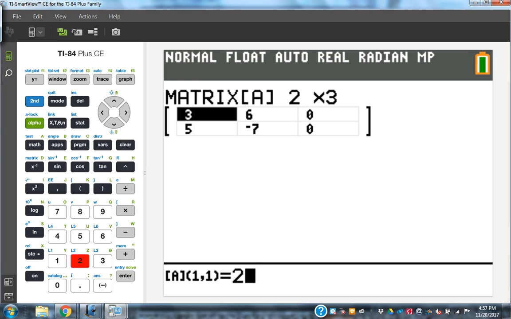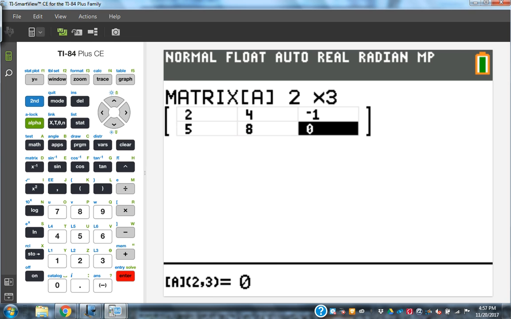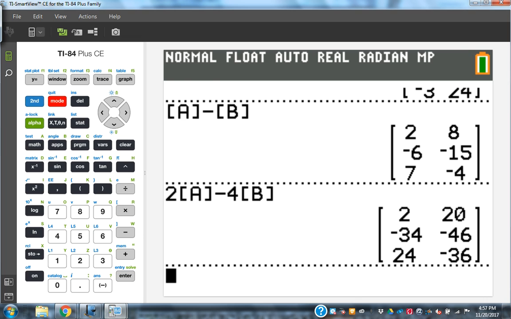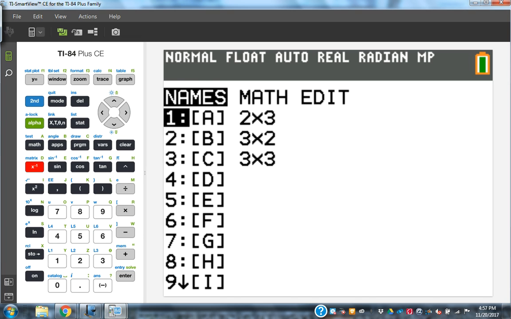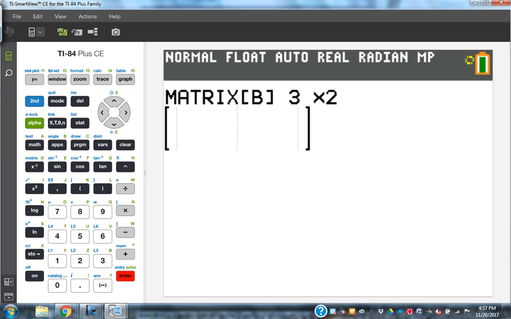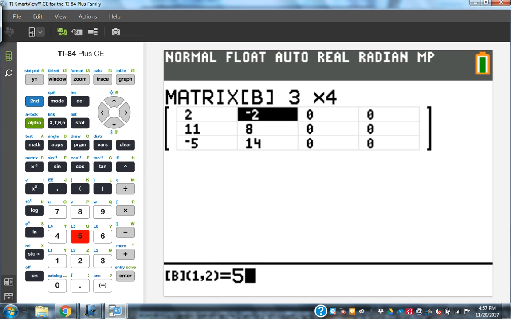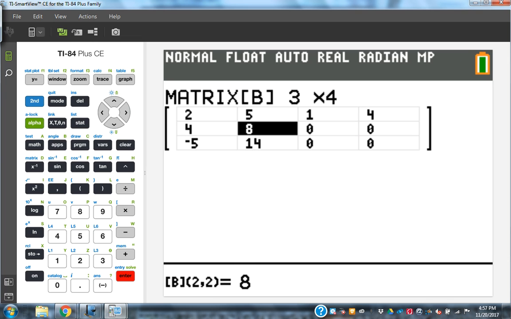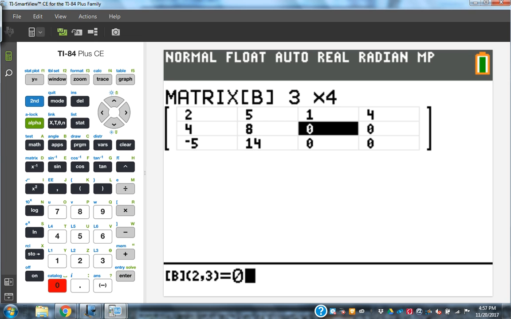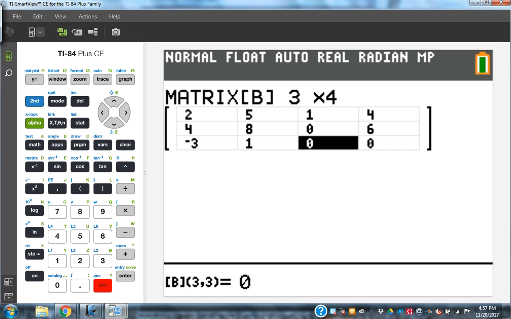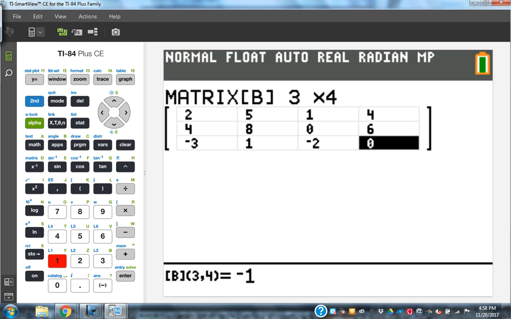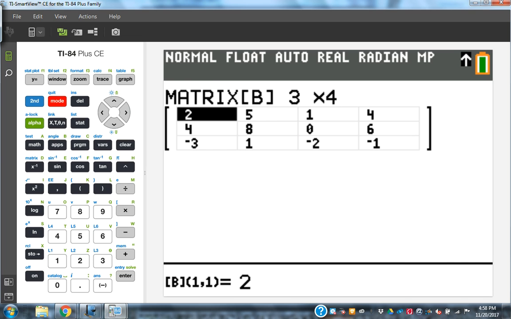So we got a 2 by 3, and I'm putting that one in. 2, 4, negative 1, 5, 8, 0. Okay. And then go second matrix, edit matrix B, and it is a 3 by 4. 2, 5, 1, 4, 4, 8, 0, 6, negative 3, 1, negative 2, negative 1. All right. So got those matrices in there.